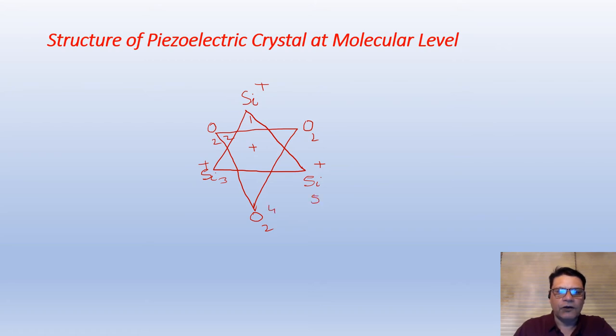And the center of the oxygen triangle is negative. So overall, at this level, the crystal is neutral, it is non-polarized. It has no charge because positive charge neutralizes negative charge. But what happens when you put a pressure and you squeeze this crystal on both sides?